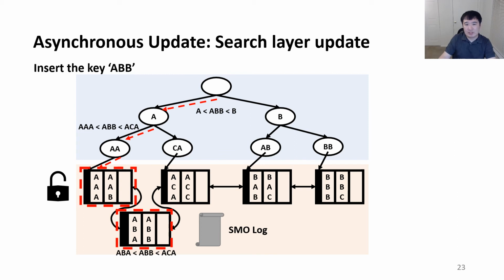In the split operation, a new leaf node was created, so the search layer also should be updated to point to the newly created node. The search layer is updated asynchronously by a background thread. The background thread uses SMLogs to insert the new entry into the search layer.